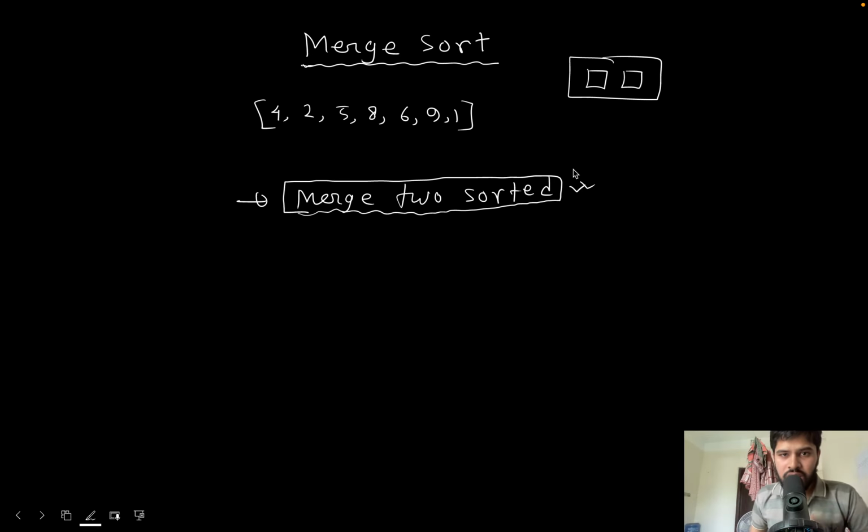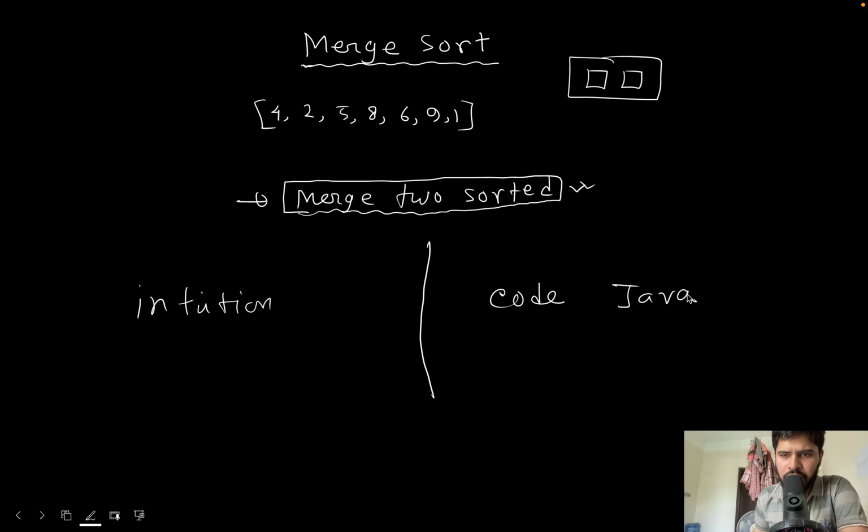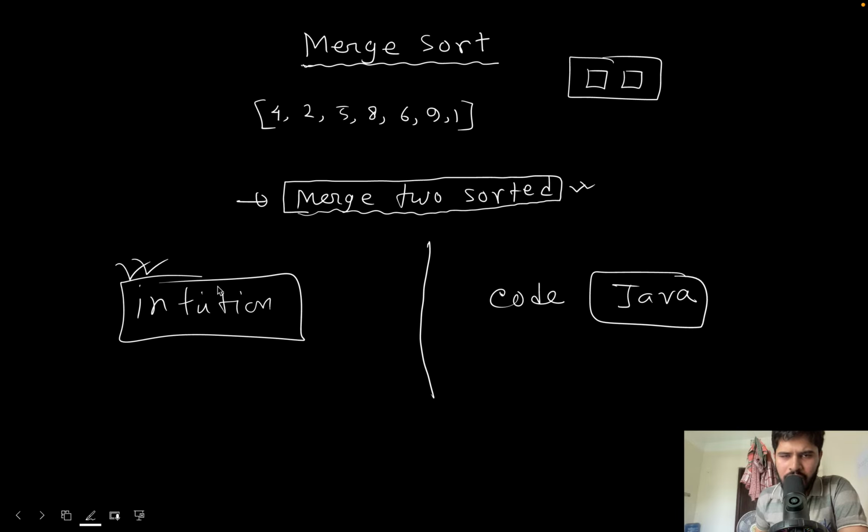So we have two parts in this video. In the first part, we will talk about the intuition about the algorithm, how the algorithm works. And in the second part, we will code the problem using Java programming language. So this is the most important part, the intuition of the algorithm, how the algorithm works internally. Okay, now let's see how merge sort algorithm works internally.